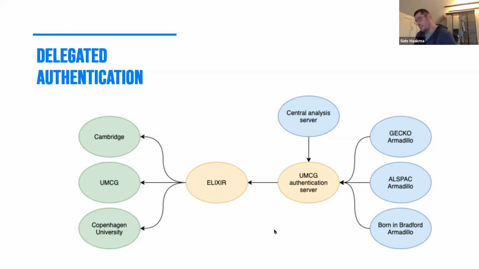And the things that are tied to the central authentication server are the central analysis server, which is actually the client, so your own Studio in terms of if you do not have an analysis server, and all the Armadillo instances at the moment. And we're going to try to connect the Opal instances that we have as well.